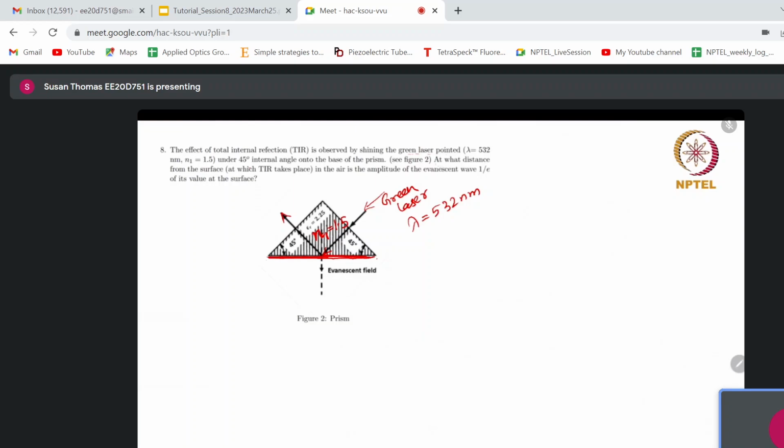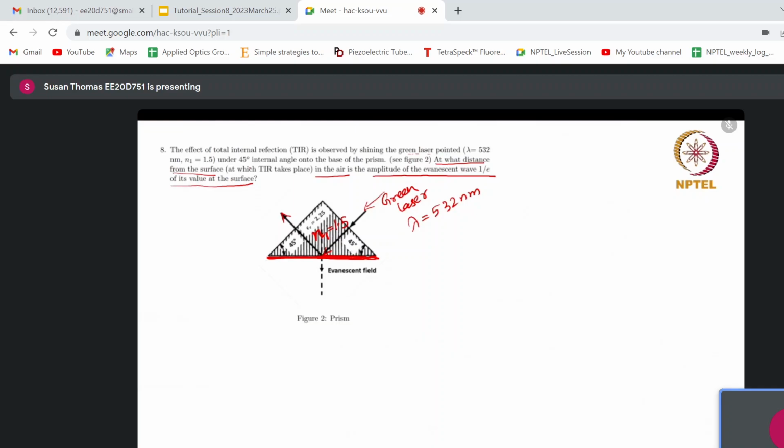Question is about at what distance from the surface at which the total internal reflection takes place. So this is the surface at which the total internal reflection takes place. At what distance from the surface in the air is the amplitude of the evanescent wave 1 by e of its value at the surface? So at the surface, the evanescent field has some amplitude. When will that reduce to 1 by e of that value? At what distance does it reduce to 1 by e of the original value at the surface?